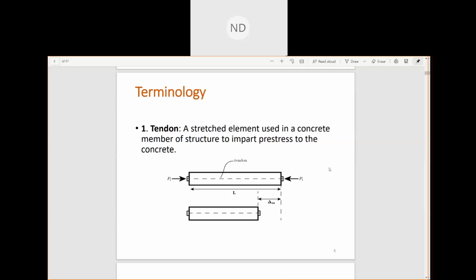Tendons. If you see this figure, these are the tendons which will be used in pre-stress concrete, placed here. What we are going to do is that since these tendons are higher in tensile strength, we are going to stretch or pull these tendons, and when there is tension on the tendons, we are going to release them, and then they try to come back to their original places, and these are the stresses which will be developed on the beam, so that these stresses will try to counterbalance your external loads.